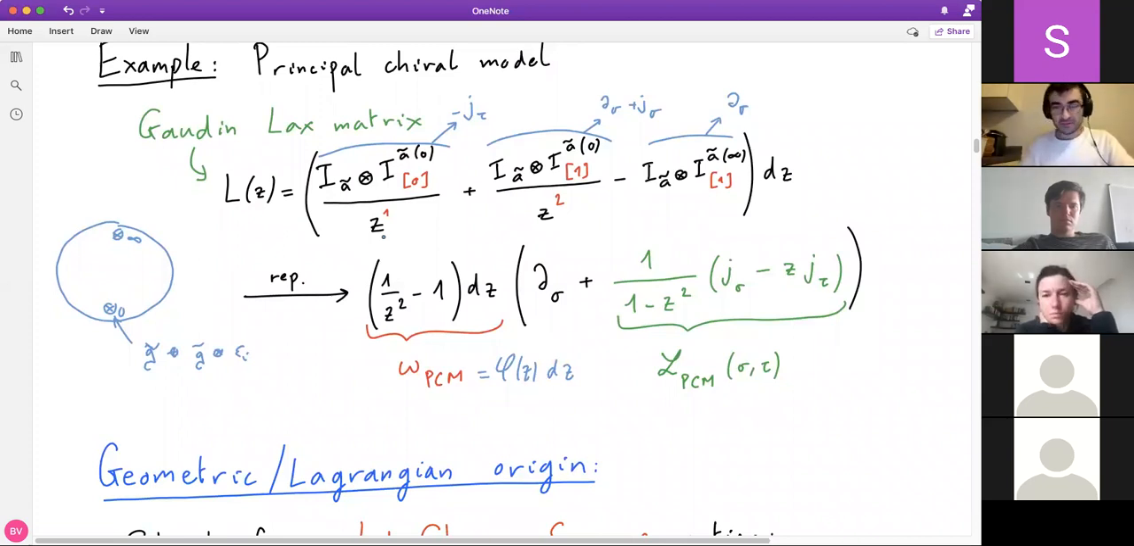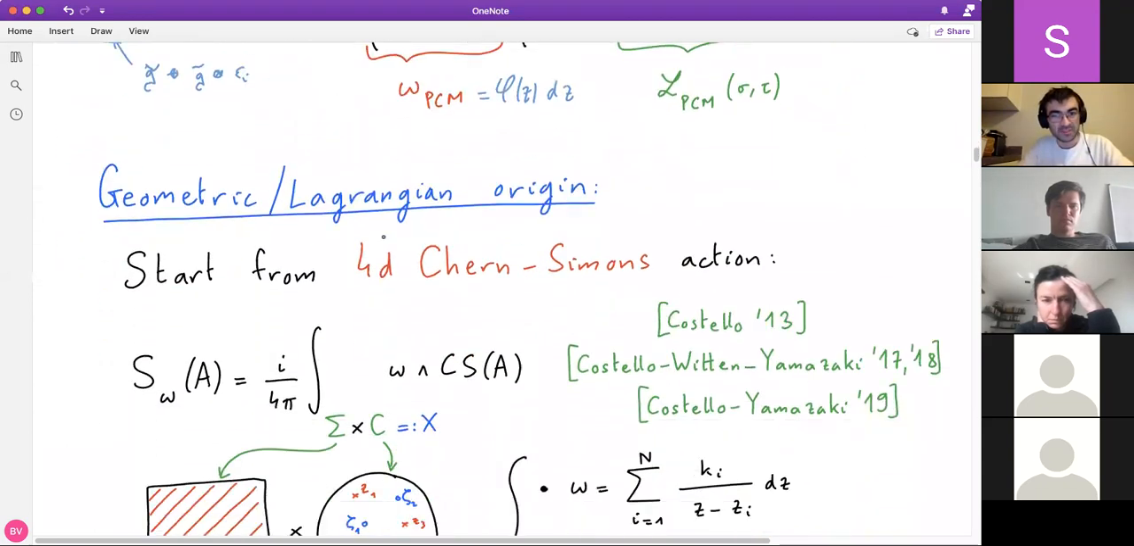The purpose of this talk is not so much about Gaudin models, but I just wanted to highlight this because of the parallel there'll be with the 4D Chern-Simons picture. So 4D Chern-Simons is another way of constructing integrable field theories, but more from a Lagrangian perspective.